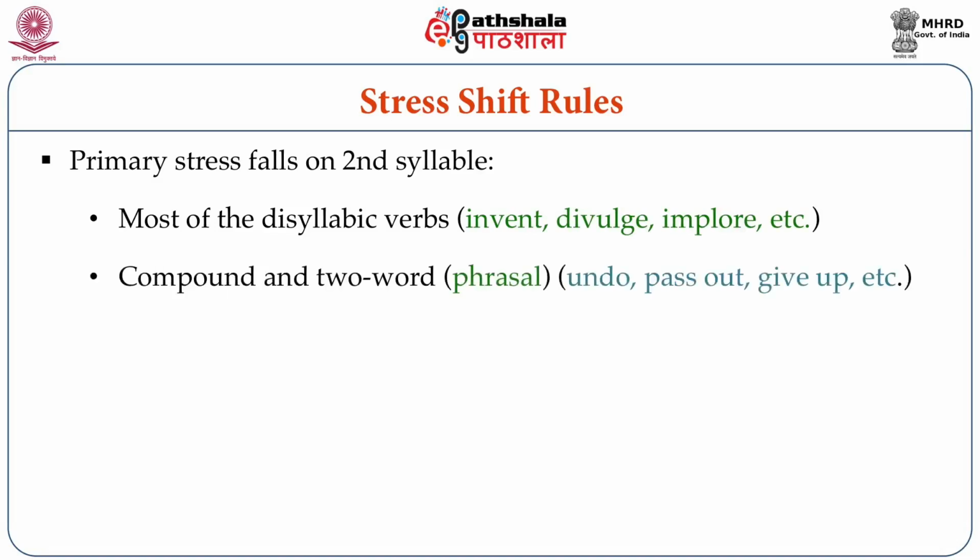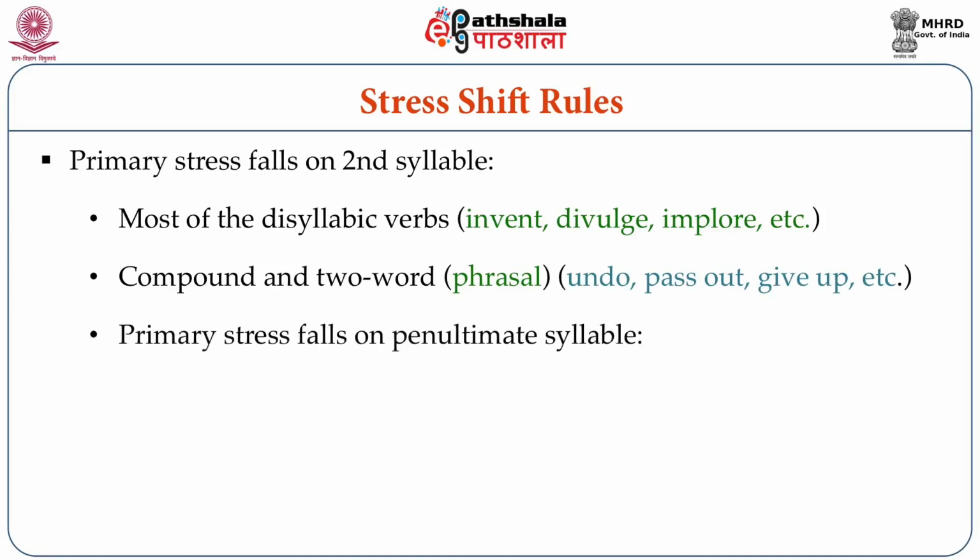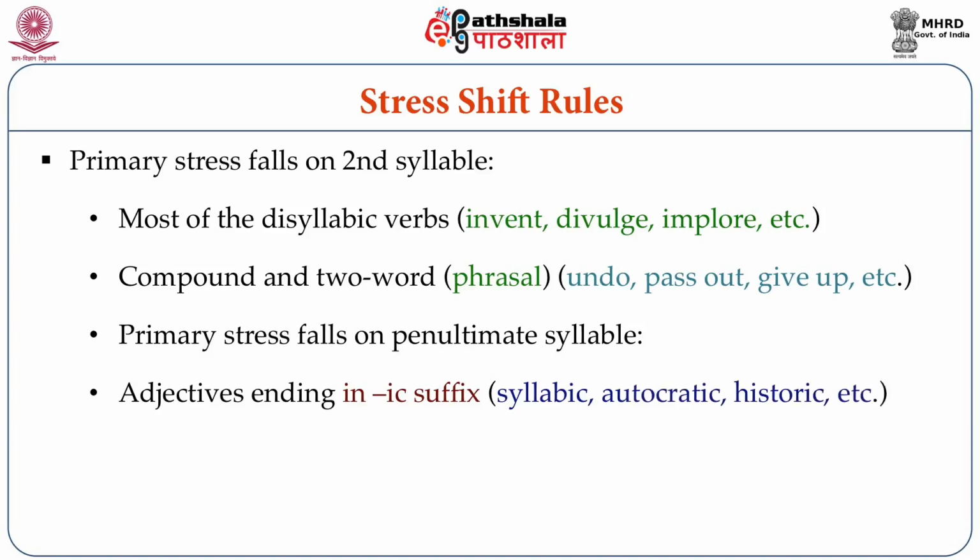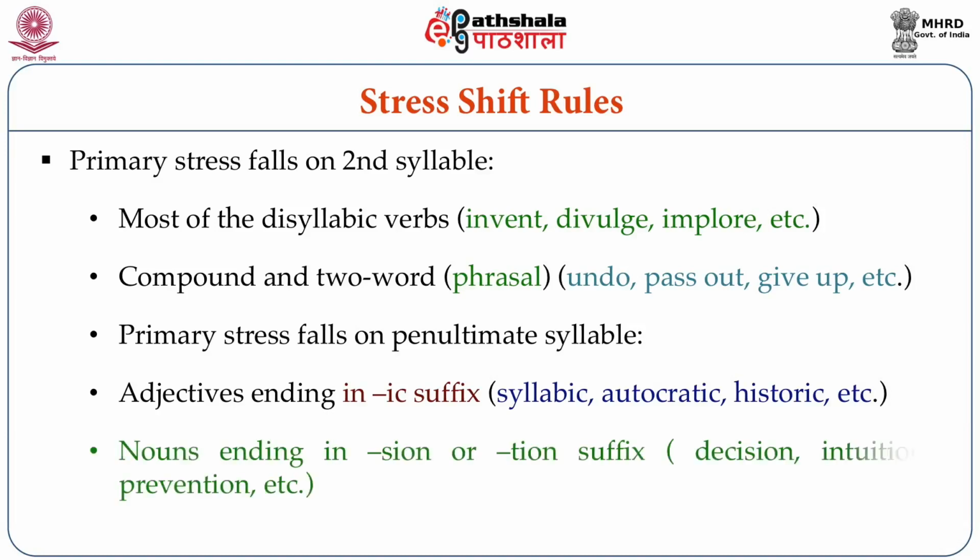Compound and two-word phrasal verbs like undo, pass out, give up, etc. also take it on the second syllable. Primary stress falls on the penultimate syllable in some cases. What's that? Adjectives ending in the IC suffix like syllabic, autocratic, historic, etc. So the stress is on the penultimate syllable. Historic, historic. Nouns ending in the SION or TION suffix like decision, intuition, prevention. So the stress is not on the first syllable but elsewhere.